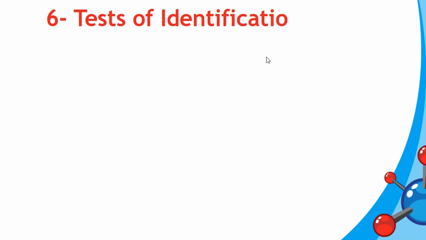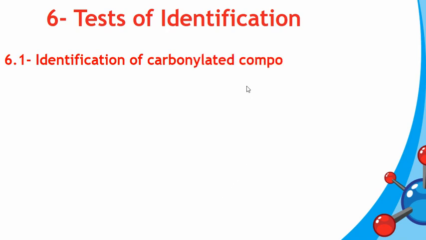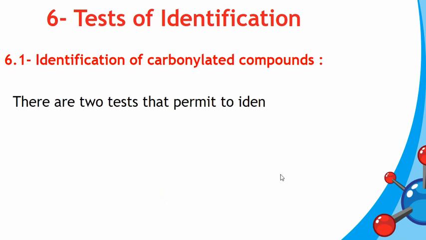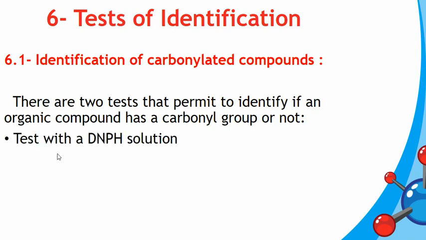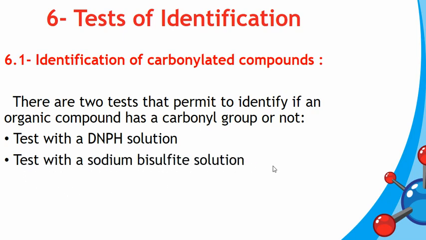Now, test of identification. Identification of carbonylated compounds, aldehydes and ketones, from other organic compounds. There are two tests that permit us to identify if an organic compound has a carbonyl group or not, aldehyde or ketone, or another organic compound: alcohol, carboxylic acid, ester, and so on. We have two tests. First test with DNPH solution and second test with sodium bisulfite solution.